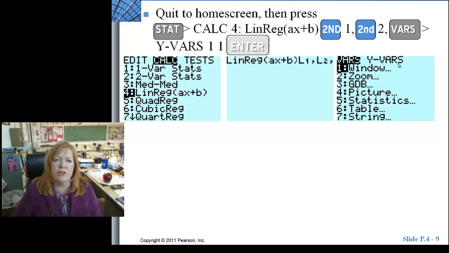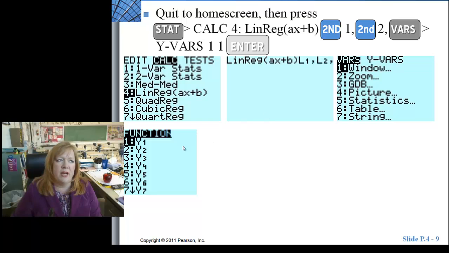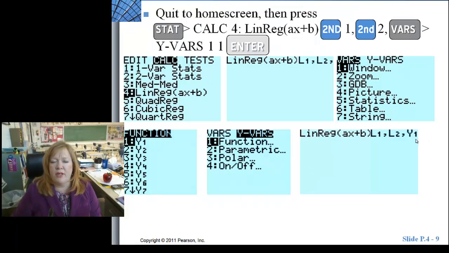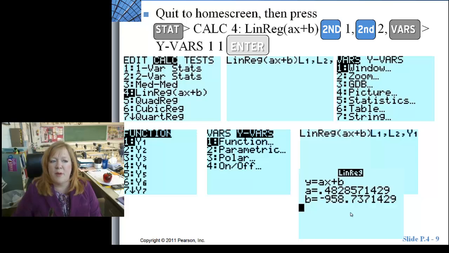You're going to arrow over to Y vars. So you're going to arrow to the Y vars, and you're going to select number 1 for Y1. And what this does is it automatically puts your function, when we find this, into the Y equals, and you don't have to retype it. Then you're going to hit enter. When you hit enter, this is what should pop up on your screen.